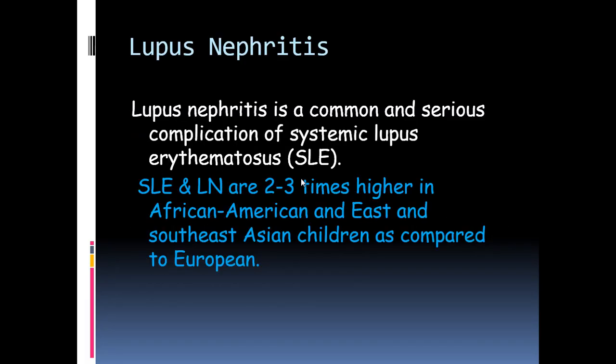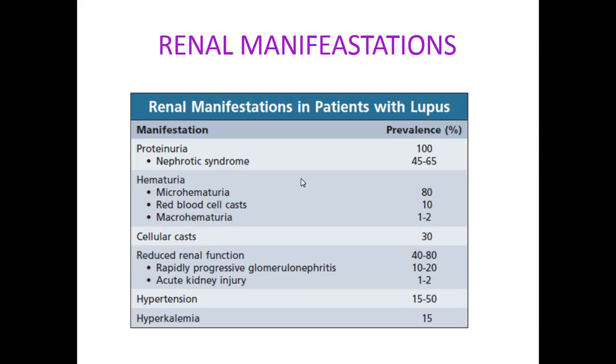Lupus nephritis is a common, serious complication. It is mostly encountered in children, and 80 to 85% of lupus patients develop renal involvement. It's more common in Asians and Afro-Americans. So this is the spectrum of the renal manifestations in lupus patients.